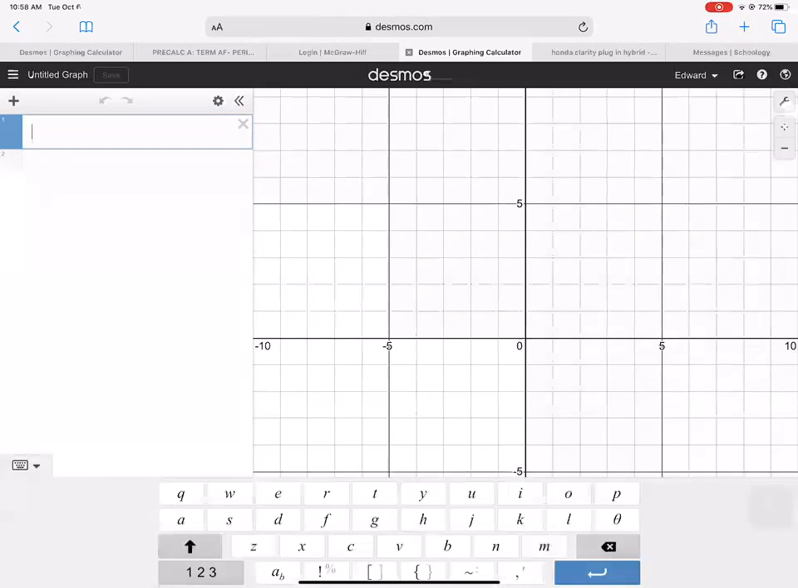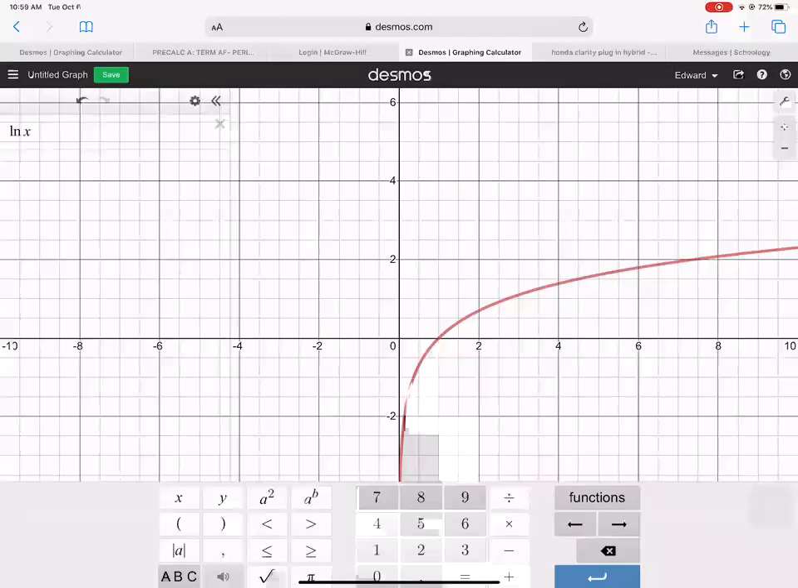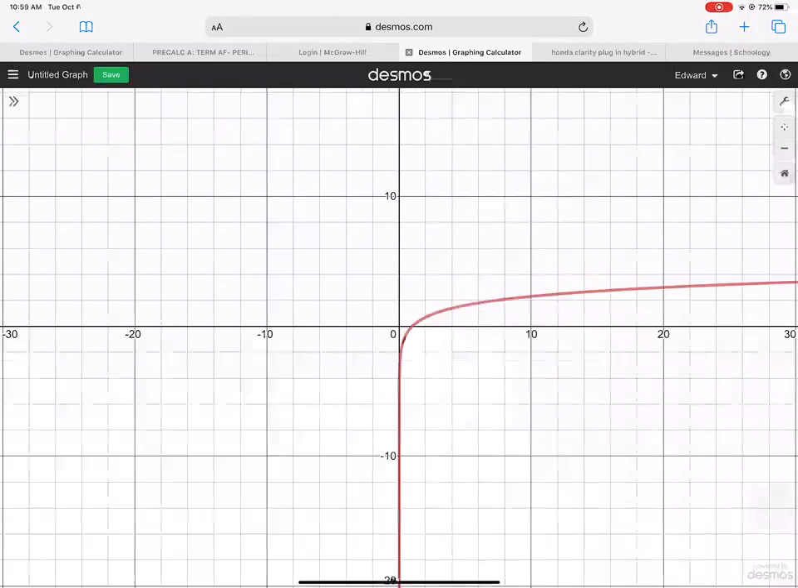ln of x. If you look at this graph here, see how the graph is all positive, right? It doesn't exist on the left side. So you can't tell me that the derivative exists here. That's why they wrote x is greater than 0. It doesn't even touch 0. So you can't tell me there's a slope when the graph doesn't even exist.